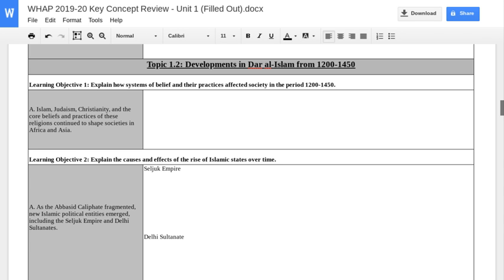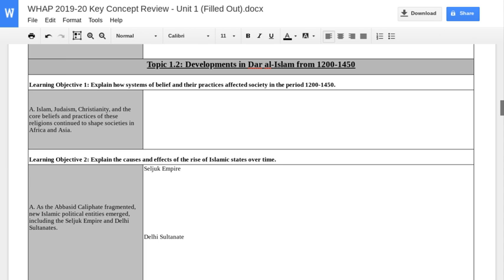So if you've got time, if you want to, once Unit 1 is done, you can start to build some initial comparisons on this. But we're rolling on to topic 1.2, developments in Dar al-Islam, which is the rim of Islam during 1200 to 1450. Remember, these are places that have been conquered by governments who basically subscribe to the Muslim religion.